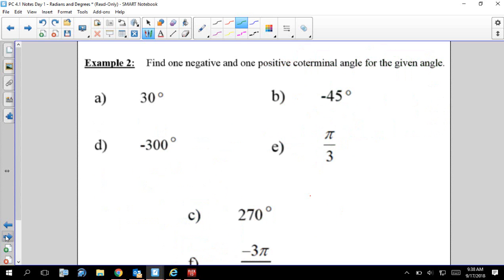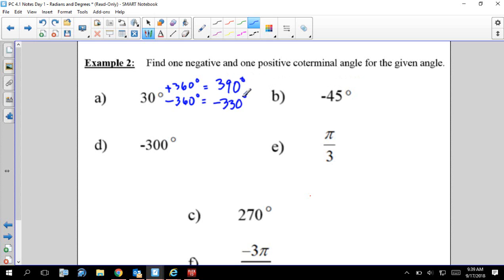So the next section says, let's find one negative and one positive coterminal angle for each of the given angles. We're not going to do all of these, okay? So the first one, 30 degrees, I need to know one positive and one negative that's coterminal. So you either add 360 or subtract 360. What's the positive coterminal? 390. And negative coterminal? Negative 330.